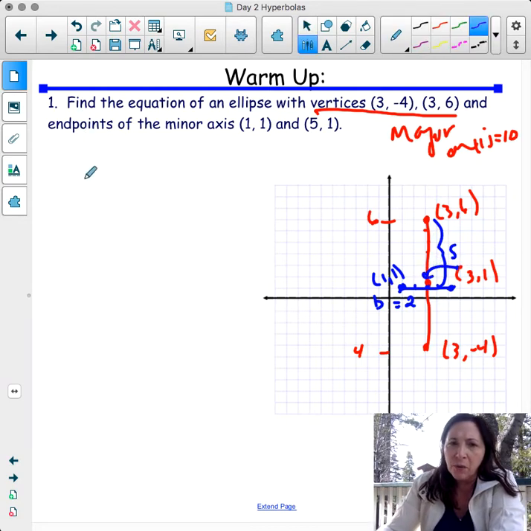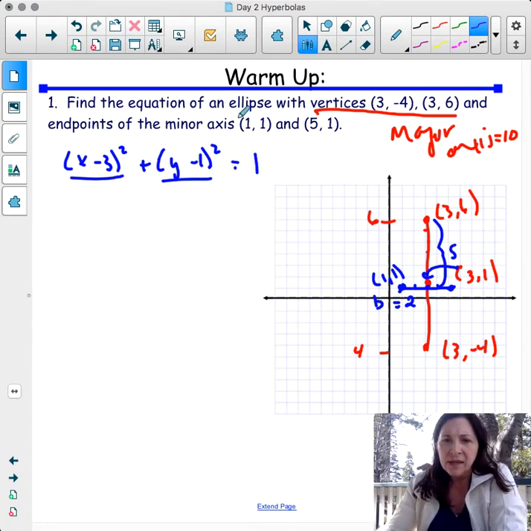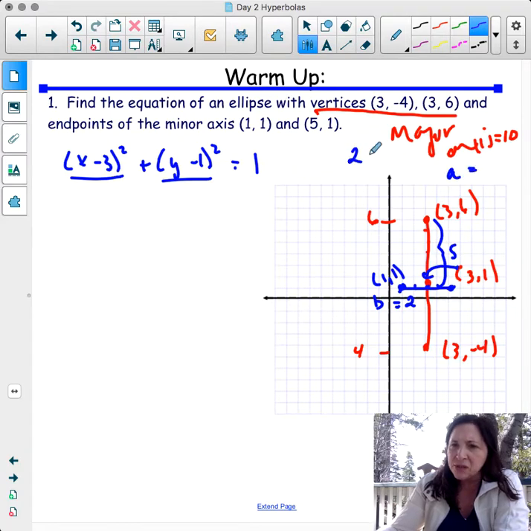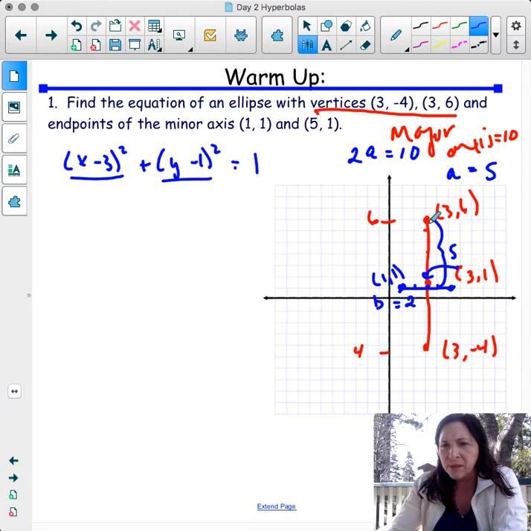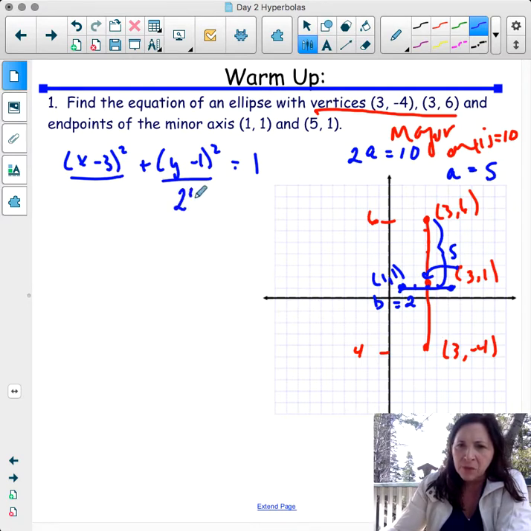So we're going to start our equation with (x - 3) quantity squared plus (y - 1) quantity squared equals 1. To find the standard form for the equation of an ellipse, the major axis has a length of 10, meaning the A value, because the major axis is 2A. So 2A equals 10, so that means A equals 5. That's always going to be the longer axis, and it's on my y axis, so that means A squared, which goes down here, is 25.